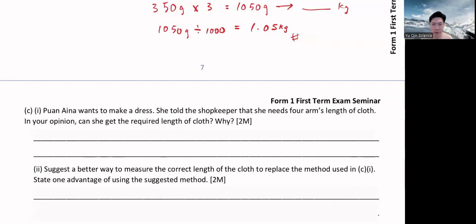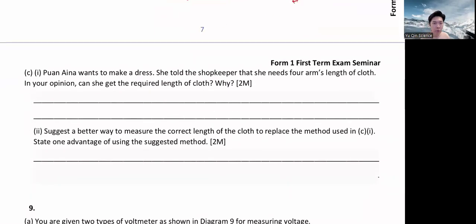Okay, everybody good? Next one. Number 2. Suggest a better way to measure the correct length of cloth to replace the method used in C1 and state one advantage. Suggest a better way, first question. Number 2, state the advantage.